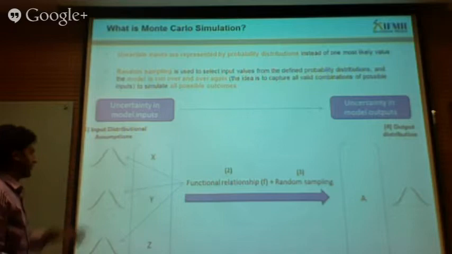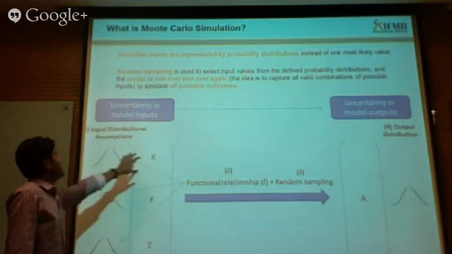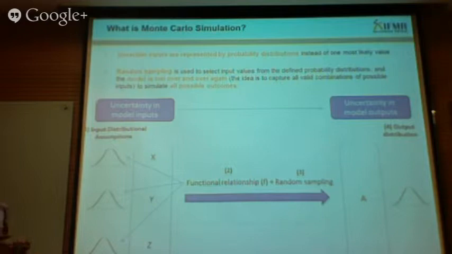Now, instead of using one single point estimate for each of these variables, running it through that relationship and getting the value A, you pick a distribution for each of these variables. These distributions are supposed to tell you what values X can take. So these have to be properly fitted to those variables. It should be a good representative of those variables, otherwise your analysis will not give good results.